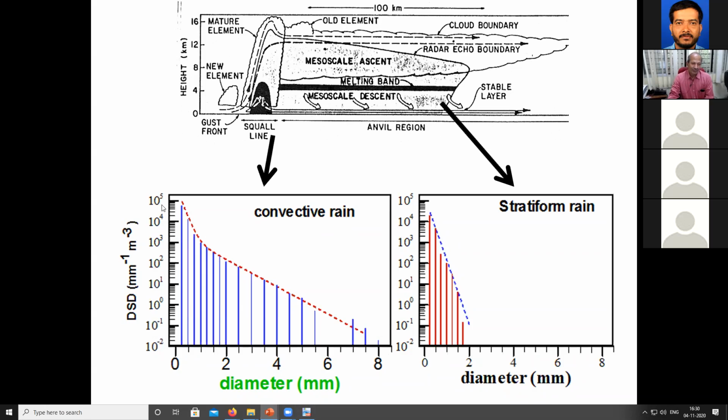You can have 10 to the power 5 all the way to 10 to the power minus 2. That's very few large drops, a large number of small drops. This is convective rain. When it comes to stratiform, which falls from the anvil region, you have only one distribution. That's exponential, very rapidly falling.